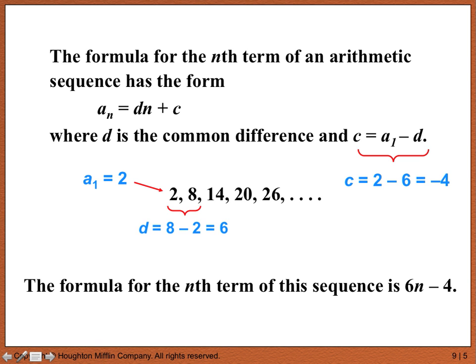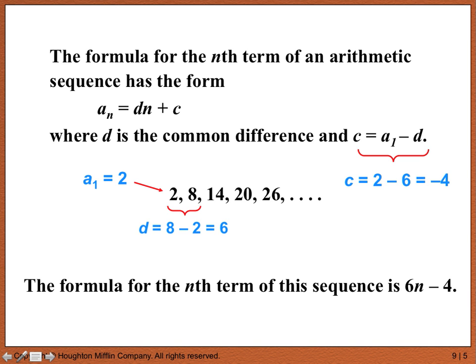If we use this formula, 6n minus 4, and test it for each term of this sequence, we're going to see that it comes out right. When n equals 1, because we're talking about the first term, plugging in 1 for n gives me 6 times 1, which is 6, minus 4 equals 2, and I get 2. Let's plug in n equals 2. That gives me 6 times 2 is 12 minus 4, and that's 8, and so on. All right, so this is the way to find the formula for the nth term.